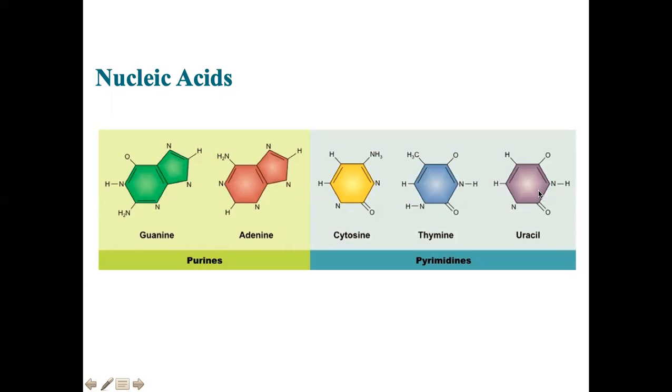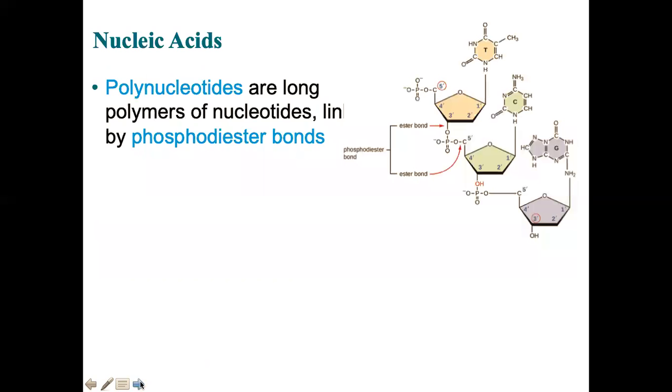Nucleic acids are what make up DNA in our bodies and RNA. DNA uses these 4: guanine, adenine, cytosine, and thymine. And RNA uses, instead of thymine, uracil. And that's one of the ways we can tell the difference between DNA and RNA. There's a few other ways.